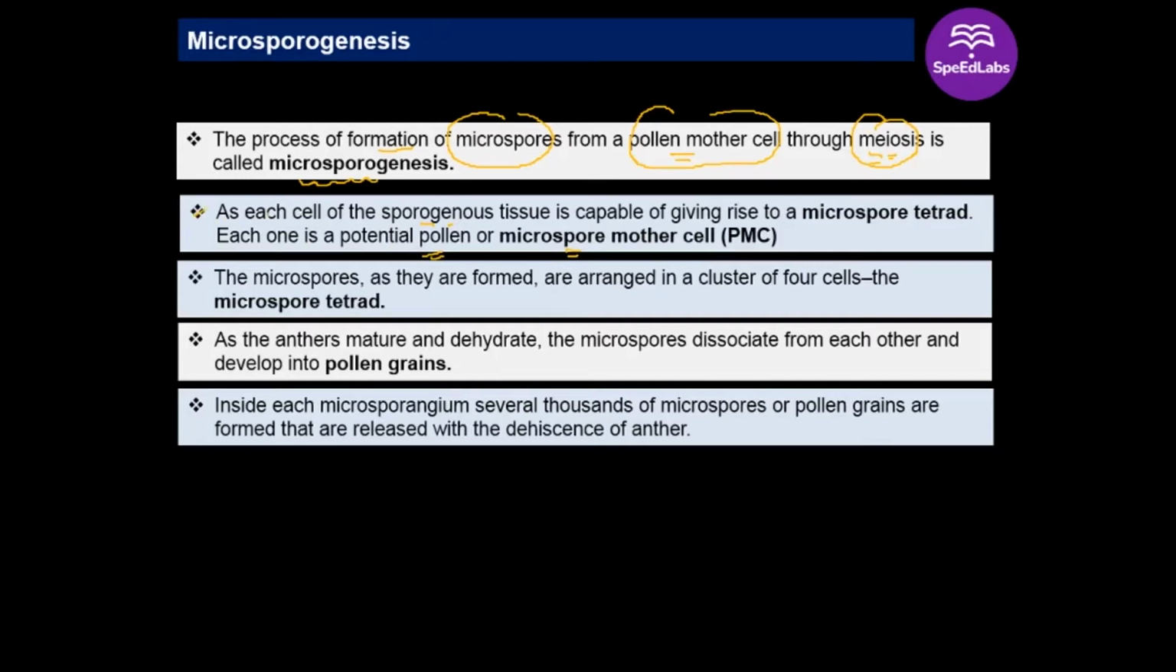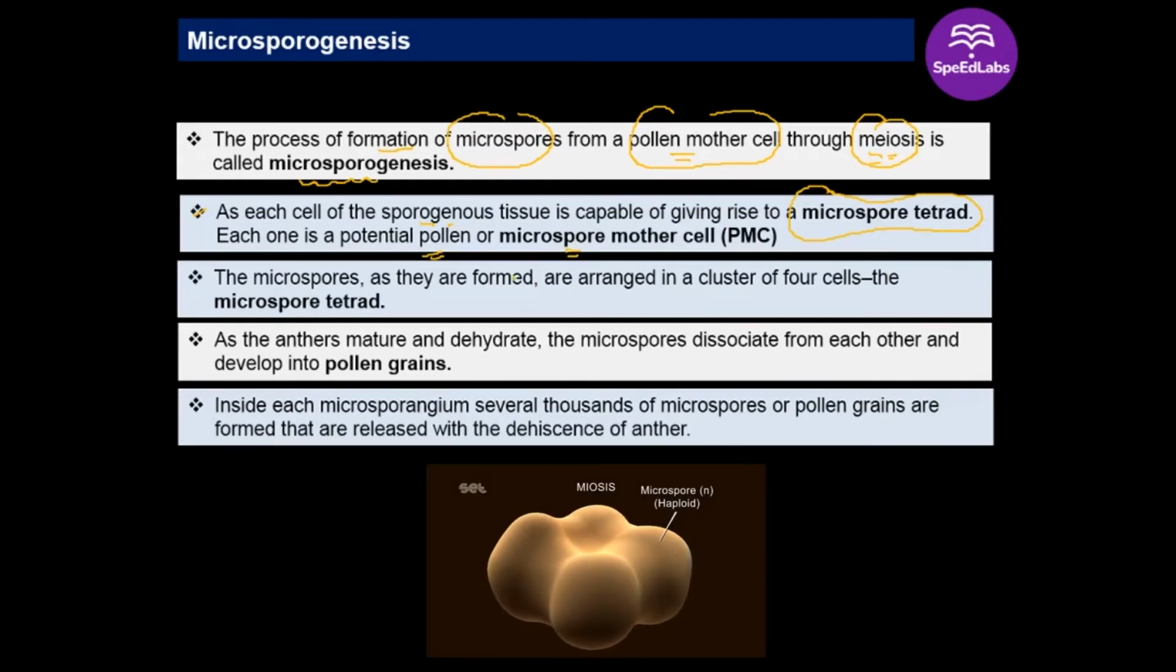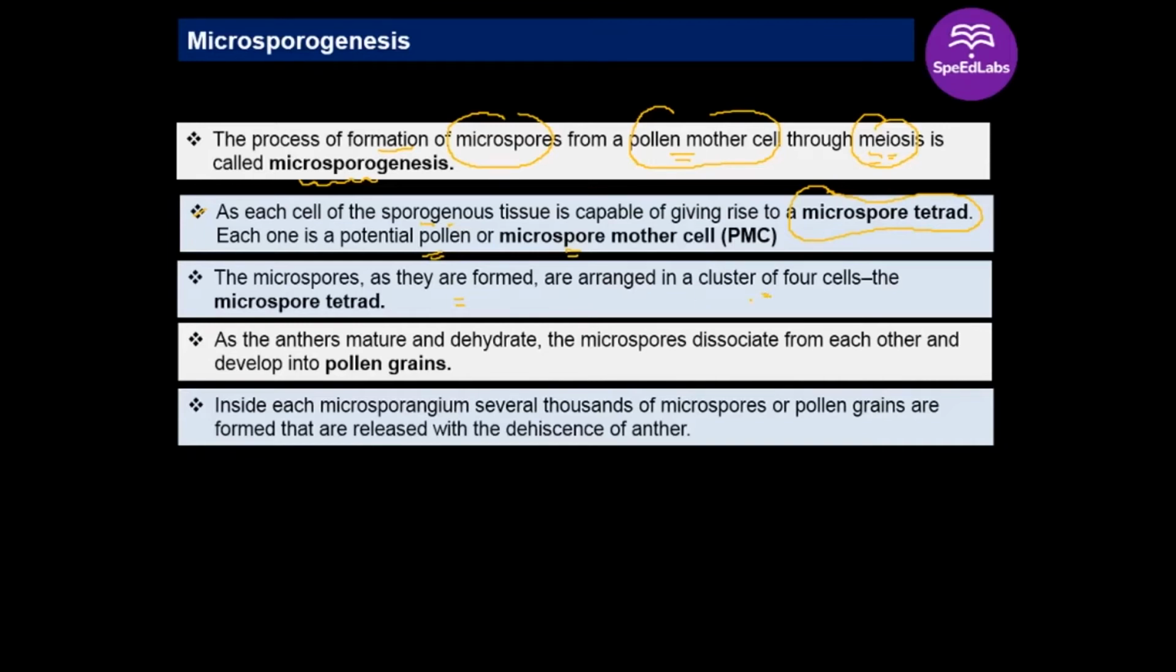So as each cell of the sporogenous tissue is capable of giving rise to a microspore tetrad, right? There will be 4 microspores formed when one microspore mother cell undergoes meiosis. The microspores, as they are formed, are arranged in a cluster of 4 cells which is called the microspore tetrad. Now as the anthers mature and dehydrate, the microspores dissociate from each other and they are going to develop into the pollen grains.